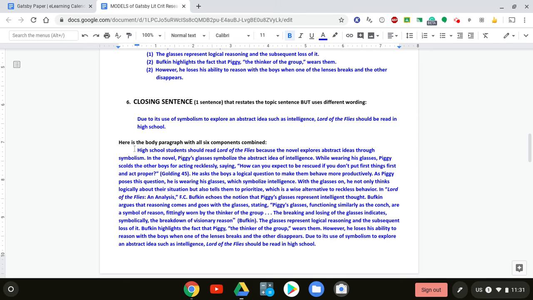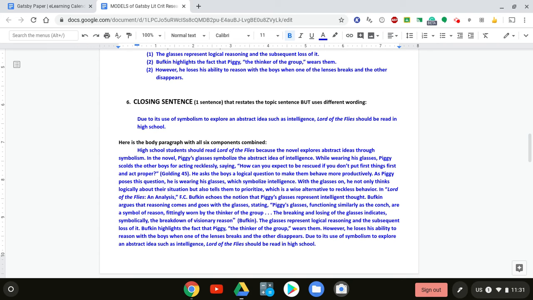High school students should read Lord of the Flies because the novel explores abstract ideas through symbolism. In the novel, Piggy's glasses symbolize the abstract idea of intelligence. While wearing his glasses, Piggy scolds the other boys for acting recklessly, saying, "How can you expect to be rescued if you don't put first things first and act proper?"